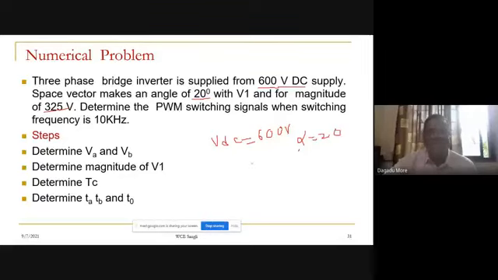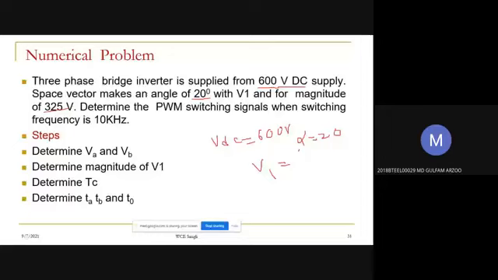And now what is the magnitude of V1 here? V1 is the switching vector of the two-level inverter, 100. S1 switches on, then next is S6 and S2. So what should be the magnitude of V1? Our DC supply voltage given to the inverter is 600 volt. Then what should be the value of V1?